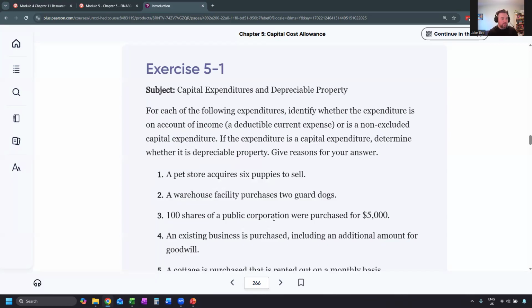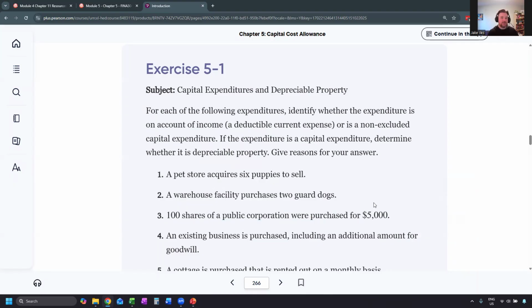100 shares of a public corporation were purchased for $5,000. Corporate shares are non-depreciable items. Although this could be considered a capital expenditure, we are going to hold on to those shares while their value goes up and down, and we will sell them at some point in the future.